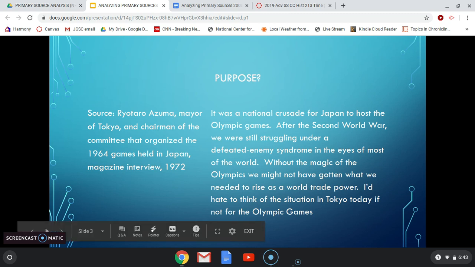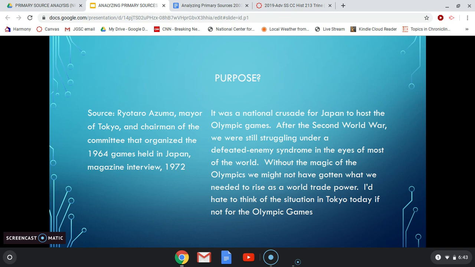And he says, it was a national crusade for Japan to host the Olympic Games. After the Second World War, we were still struggling under defeated enemy syndrome in the eyes of most of the world. Without the magic of the Olympics, we might not have gotten what we needed to rise as a world trade power. I'd hate to think of the situation in Tokyo today if not for the Olympic Games.